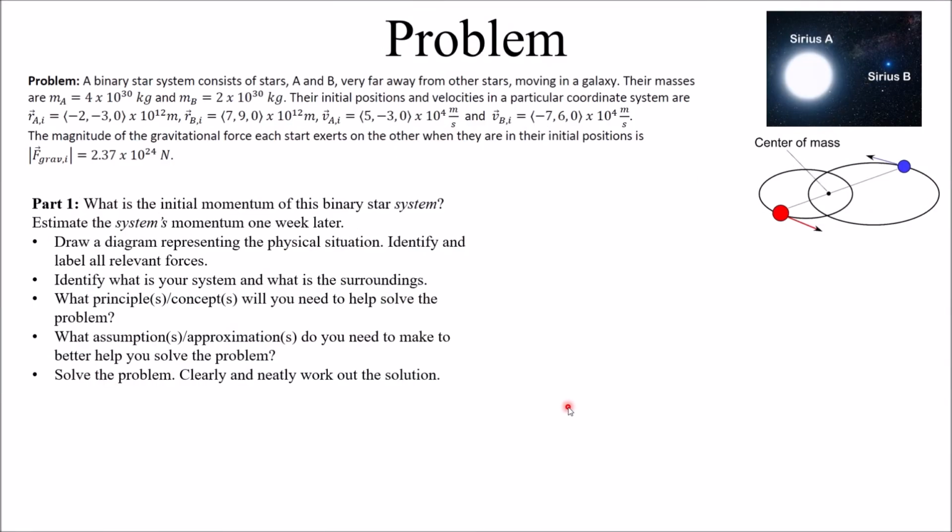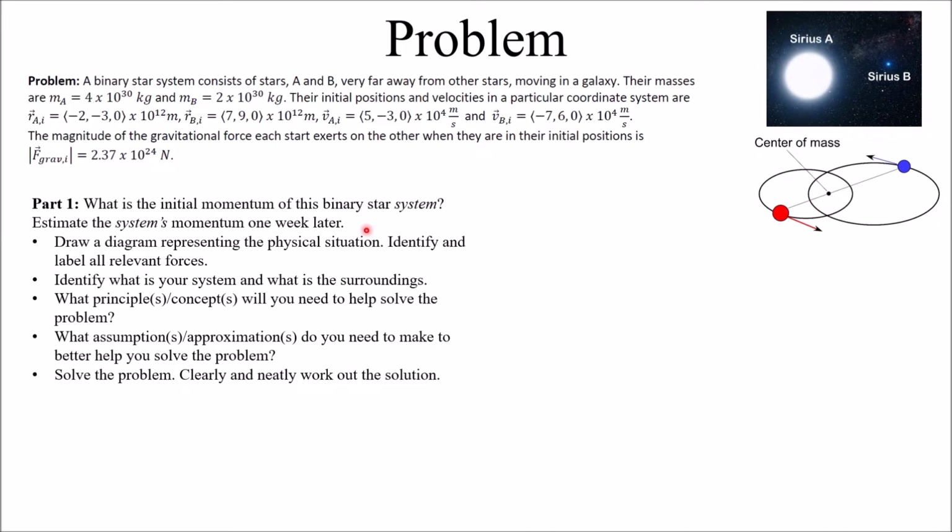Okay, so now let's get into our problem. With this problem, we have a binary star system, and we have our A and B stars, and they give us the masses, the initial positions and velocities, and the magnitude of the gravitational force. So we actually don't have to do G m1 m2 over r squared. They're basically just giving us the magnitude of that gravitational attraction.